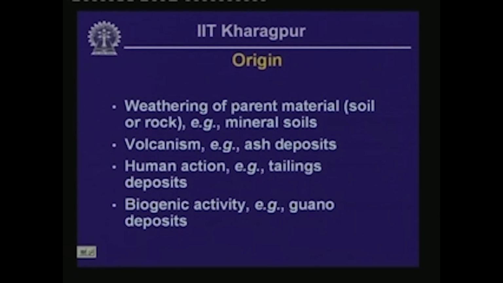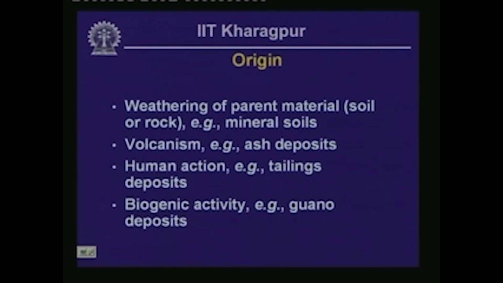As a result of volcanism, soil deposits can form directly, and an example of this is volcanic ash and pumice sands. Then soils could also develop because of human action, like tailings deposits, where because of mining activities, waste materials get dumped. So, tailings are essentially mine wastes, or soils can form also because of biogenic activity of other types of biological organisms.